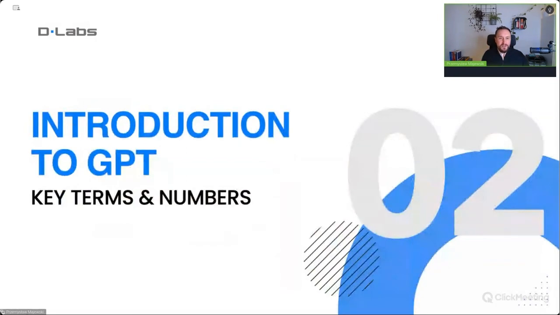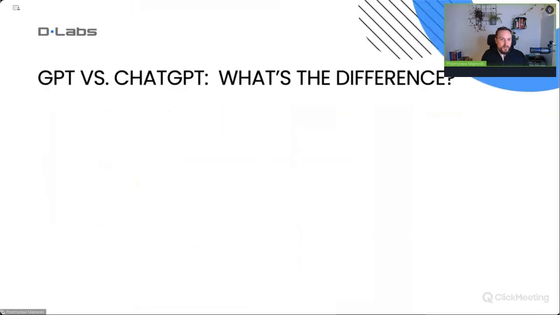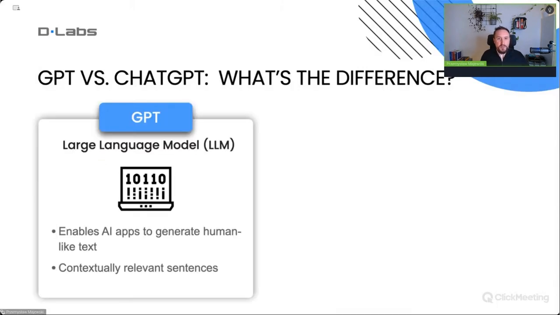Let's delve into today's webinar topic, GPT. While some of this might be straightforward for the technically savvy among you, I often find that people confuse two important terms, GPT and ChatGPT. So let's clarify that. GPT, or Generative Pre-trained Transformer, is a type of AI model designed to generate text that is remarkably human-like and contextually relevant.